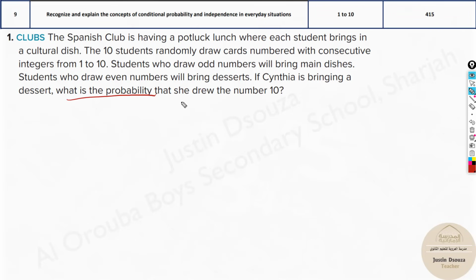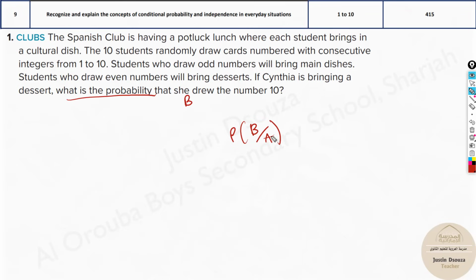Now in conditional probability, we consider this to be B, the probability of B. But there is a condition that has happened, condition A. This is how we write conditional probability. What is the probability that she drew the number 10, provided something has already happened? She is bringing dessert has already happened. That means if she is bringing dessert, what is the condition? She picked an even number.